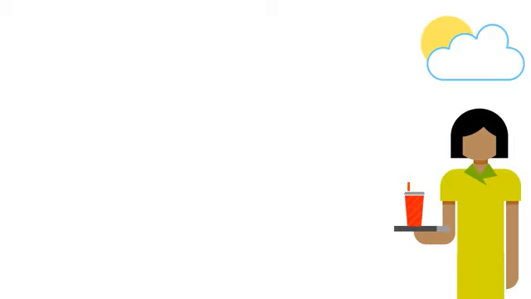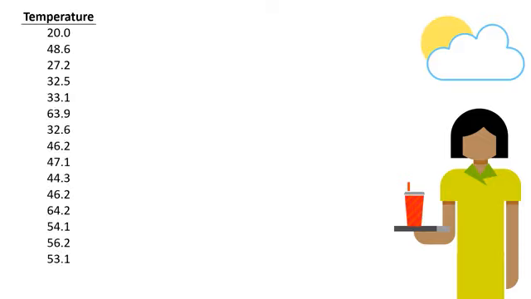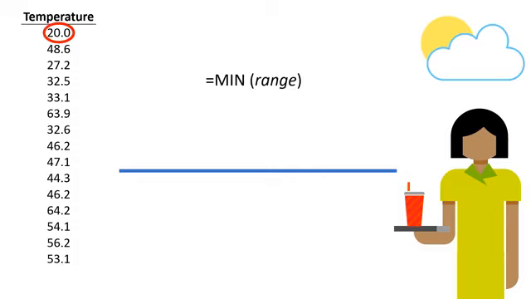Let's take a closer look at temperature. Here's a random sample of temperatures from Rosie's lemonade sales data. Now we want to understand the typical range of values for this temperature. So let's start with the lowest or minimum value, which you can see here. In Excel, we can find this minimum value by using the min function. So the lower end of our range of temperatures in this case is around 20 degrees.